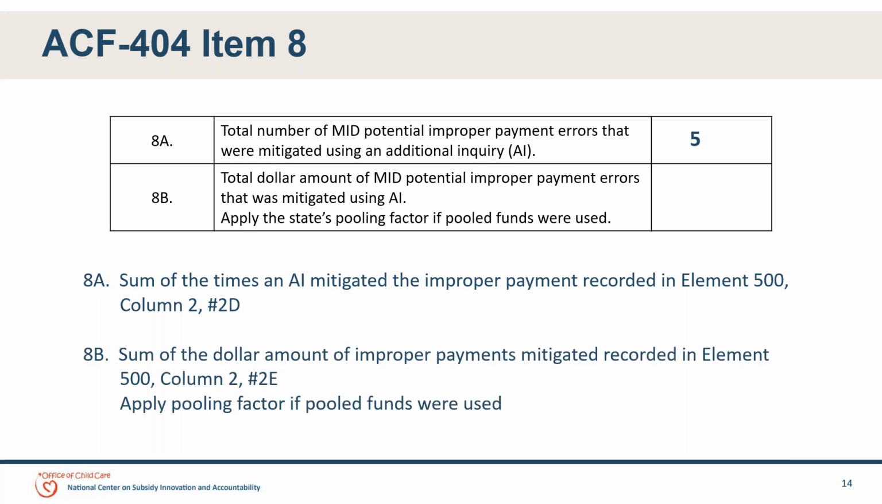And then 8B is the total dollar amounts that were mitigated. And this is the total of the figures recorded in element 500, column 2, number 2E of your record review worksheets. And here also you would apply the pooling factor if pooled funds were used. The state here had $1,245 of improper payments mitigated.